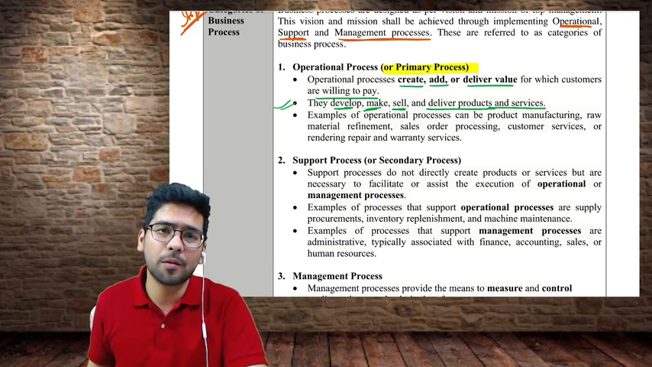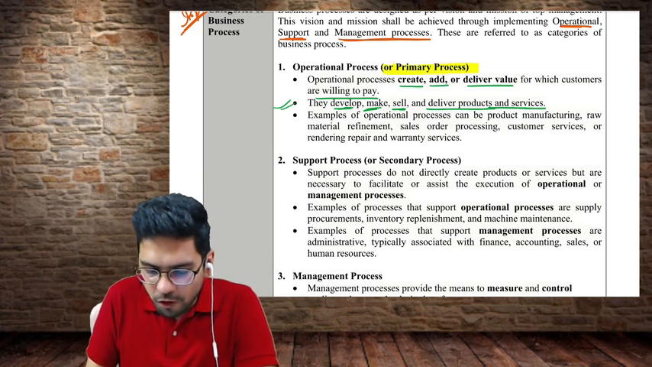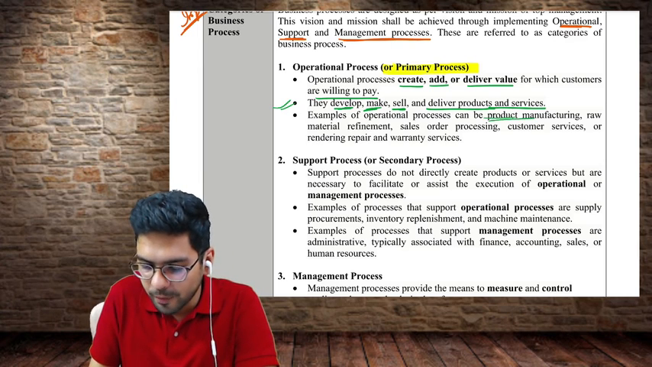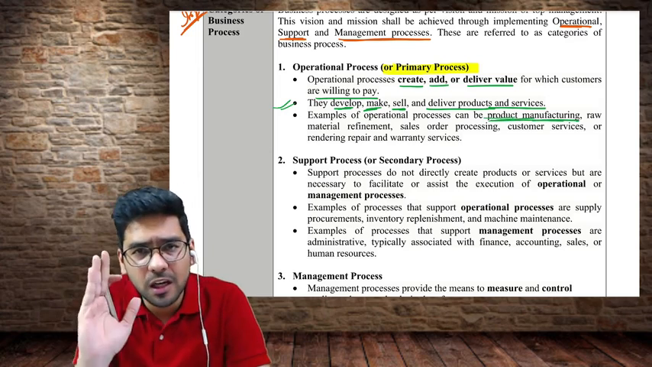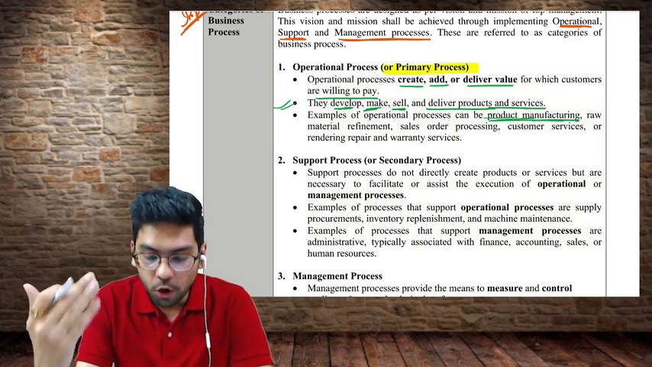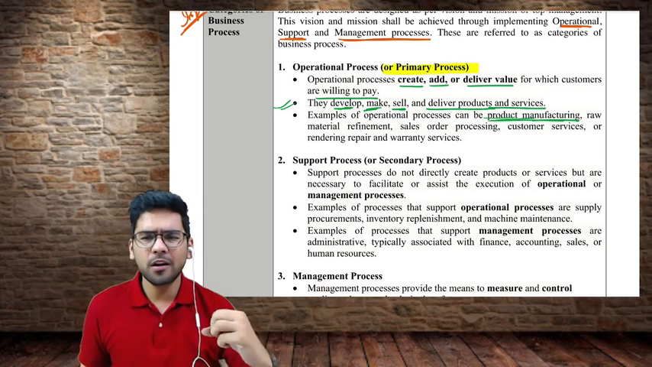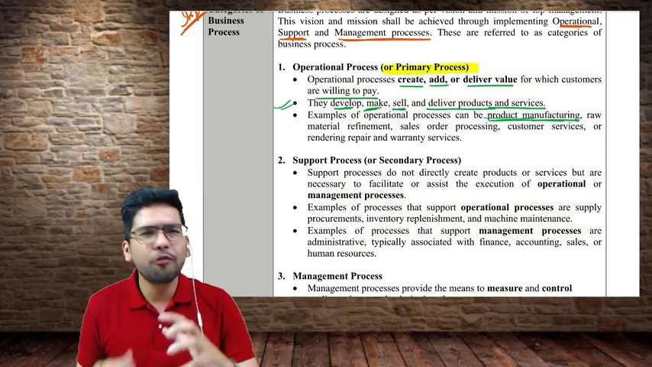Now what can be the examples of operational processes? If you are manufacturing a product, manufacturing, something related to manufacturing, is obviously an operational process. Second, raw material refinement. Let's say you bring in raw material. Let's say we are into manufacturing something.